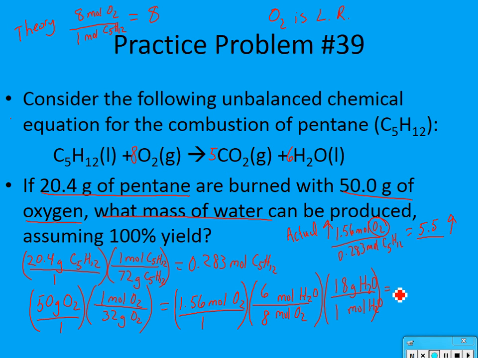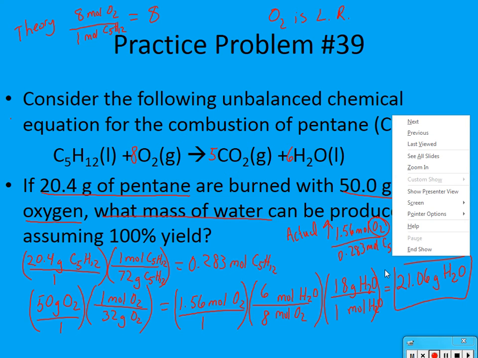Okay, so now I've got to grams of H2O. Let's calculate that out. So 1.56 times 6 times 18, divided by 8. It's 21.06. 21.06 grams of H2O would be formed.